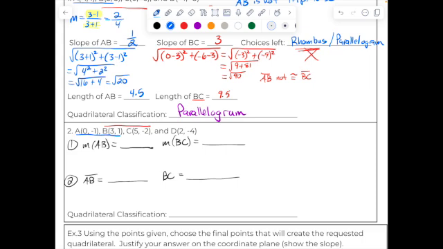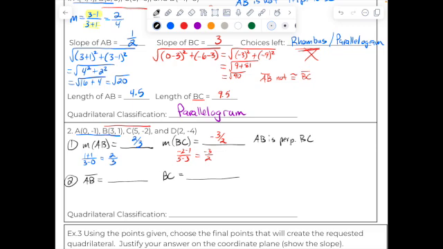Otherwise, this is what you should see. When you do the slope of AB, we do 1 minus negative 1 over 3 minus 0. We get 2/3. And then for BC, we do the slope of negative 2 minus 1 over 5 minus 3. We get negative 3/2, or negative 3 over 2. And what that shows me is that those are opposite reciprocal slopes. That means AB is perpendicular to BC.